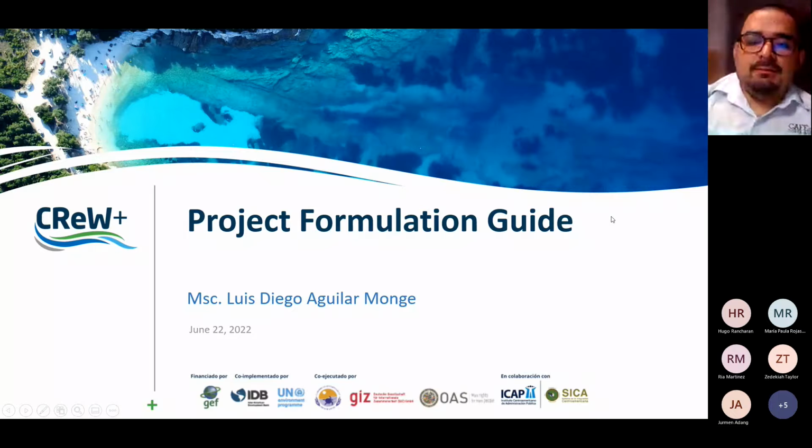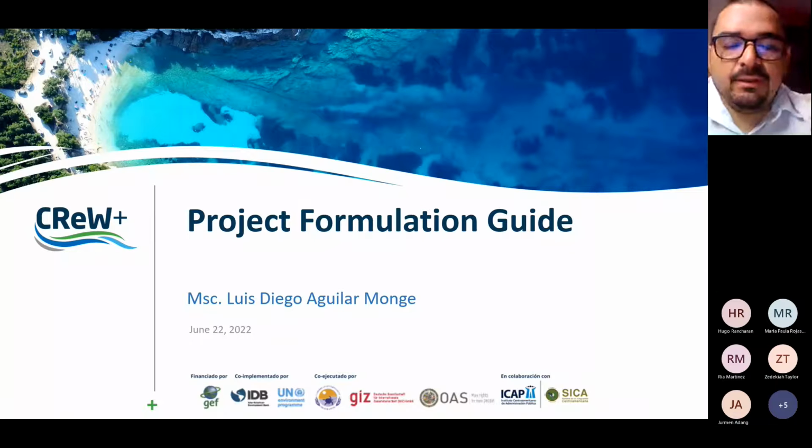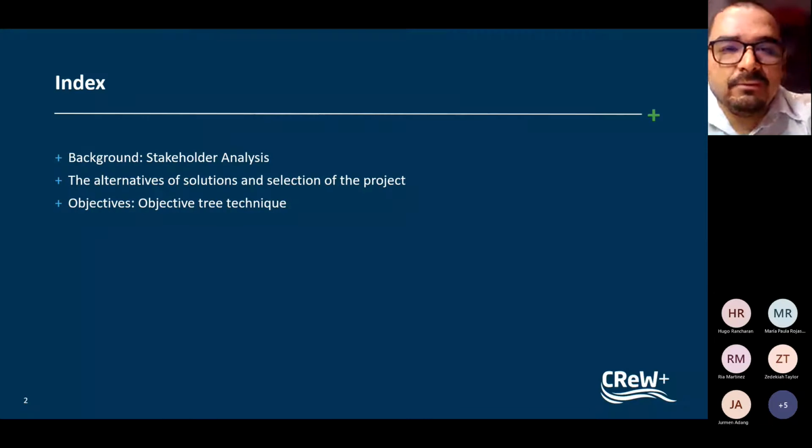Right. Well, we are going to continue today with the project formulation guide that we started on Monday. Today we are going to see three topics: the background, especially the stakeholder analysis, the alternatives of solutions and selection of the project, and also the objectives, and a technique called the Objective Tree technique.